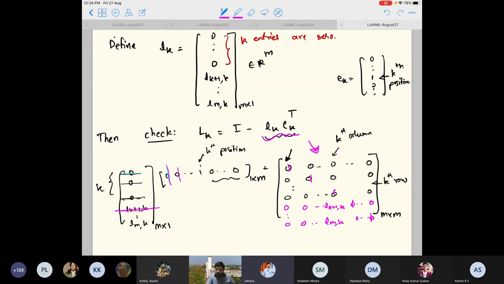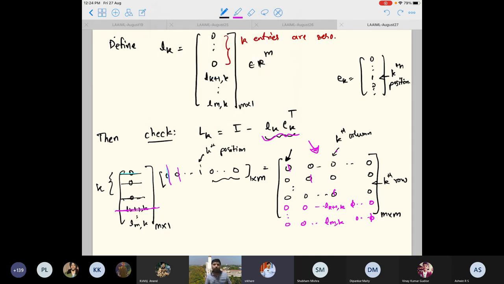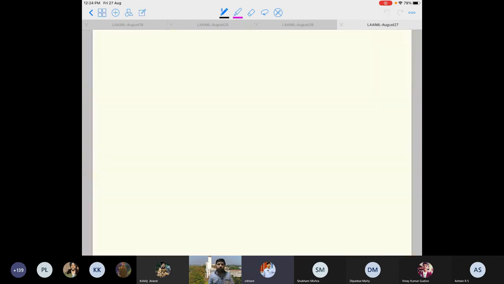Now you will say, why am I writing all these things here? This is such a big mess of notation that I have created. But it's not a big mess of notation, because if you understand this is how I have written my LK, then it is very easy to check from here the inverse of LK. So what is the inverse of LK? This is what you get.